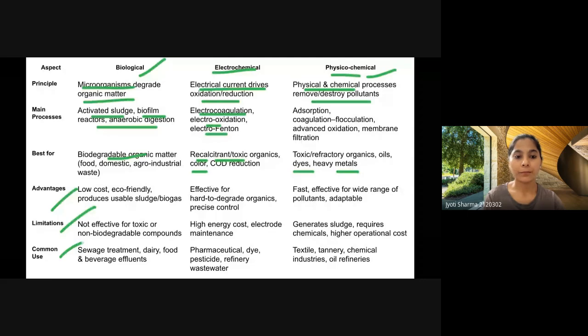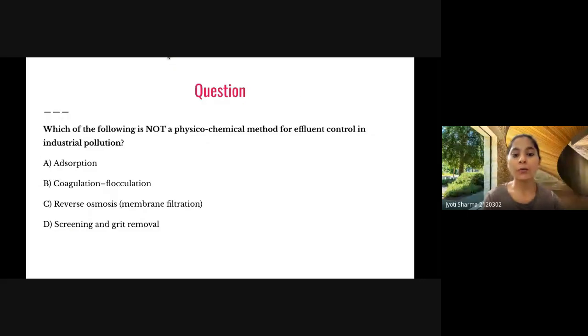Okay, as I told you, within each category we have subcategories, and this question is which is not a subcategory of physiochemical method for effluent control in industrial pollution. And we have four options here: A, adsorption; B, coagulation and flocculation; C, reverse osmosis; D, screening and grit removal.